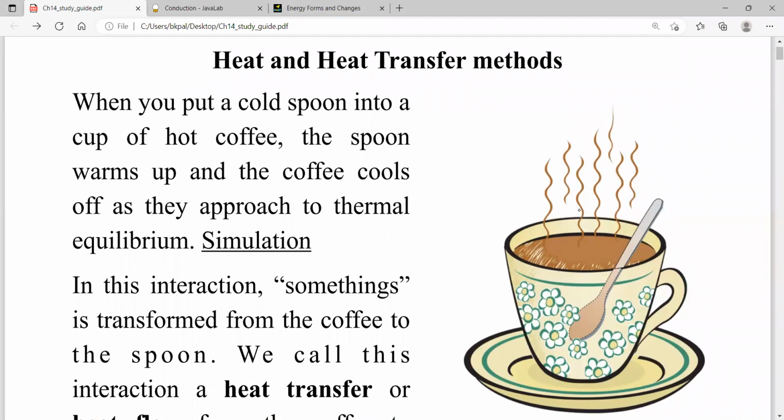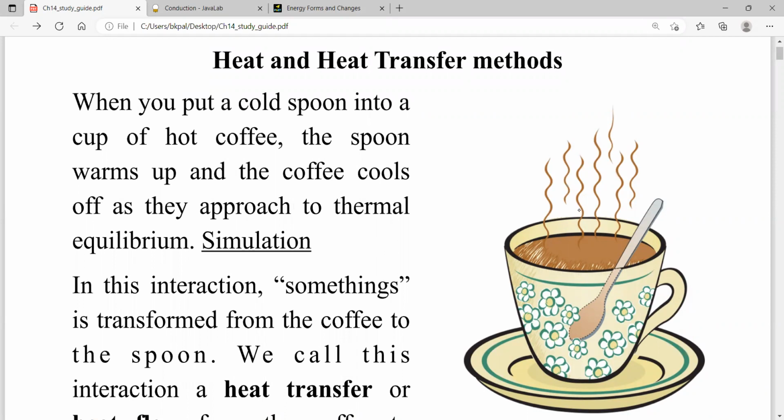Hello, everyone. Let's start chapter 14. In chapter 14, you are going to learn about heat and heat transfer methods. In the last chapter, you learned about temperature. Here, you will be learning about heat and heat transfer methods.